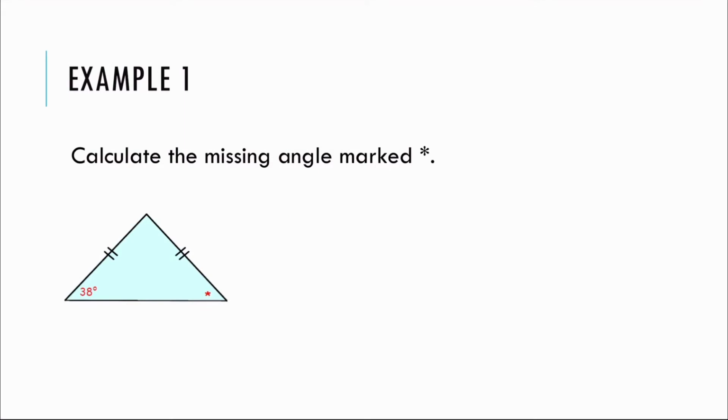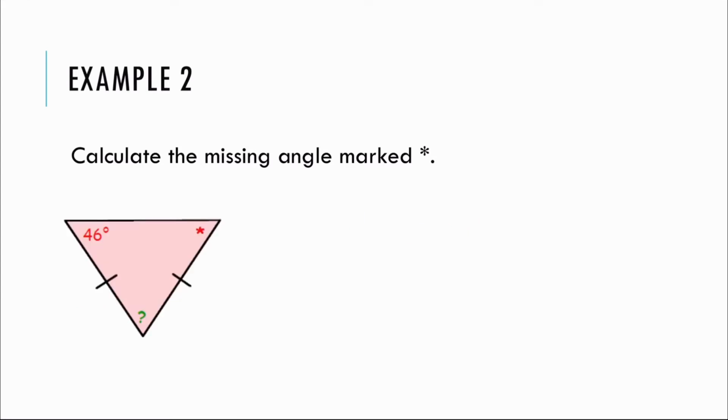So let's calculate missing angles. So here we have 38 degrees created between one of the equal sides and one of the unequal sides. So here the angle marked with a star must also be 38 degrees.